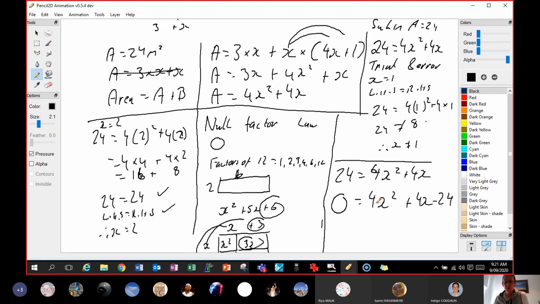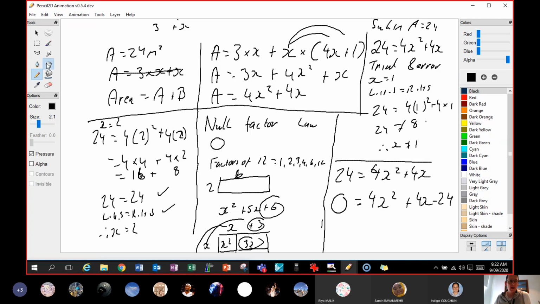Now, again, if you put in 2 here, this section is going to give you 24. Like, we showed that this gives you 24. So 24 minus 24 gives you 0, right? So we can still see that x is correct, because you're going to go 4 times 4, 16, plus 4 times 2 is 8, is 24. Add those together, minus 24 gives you 0. So it's still going to work. But an easier way is to factorize it here.